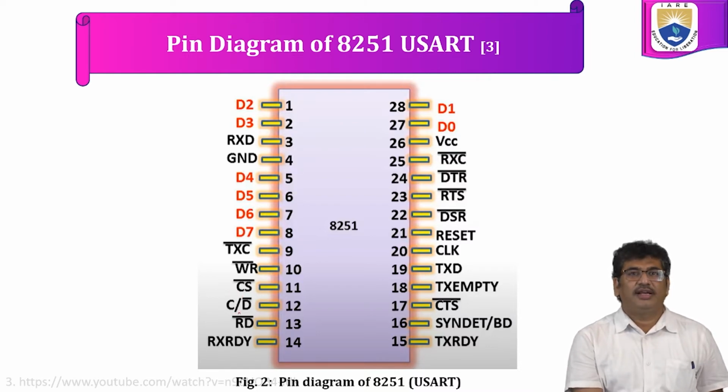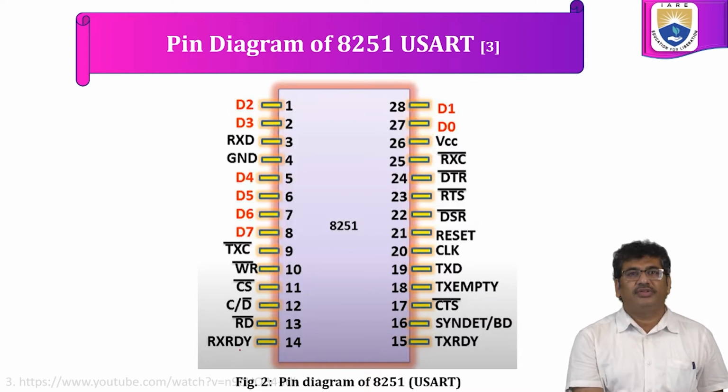C by D bar, it indicates whether the information on the lines D7 to D0 is control information or data information. If C by D bar is equal to 1, it is control information. If C by D bar is equal to 0, it is data information. Read bar, it is a status signal indicating the processor wants to read the data from 8251.